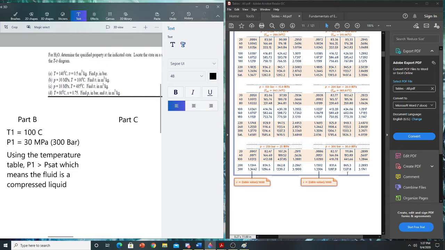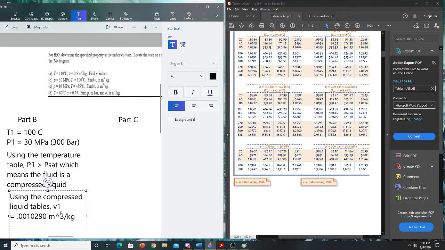And using that, you go to the compressed liquid tables and you go across here at this value, which shows up as 0.0010290. So that is our answer for the specific volume. So let's do that right now. Using the compressed liquid tables, V1 is equal to 0.00. Remember though, like I said, the table value is divided by 1,000, so that's why I'm doing 0.00 meters cubed per kilogram. So that is our answer for the second part.